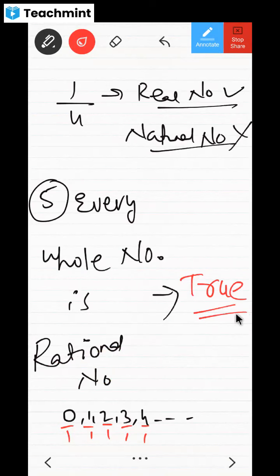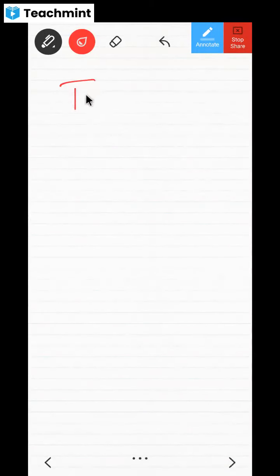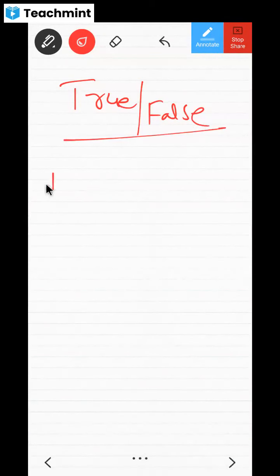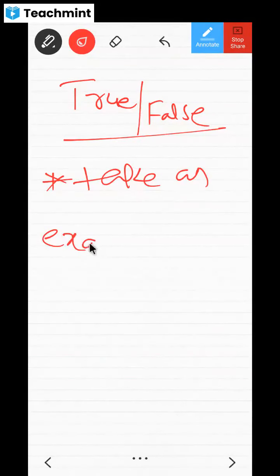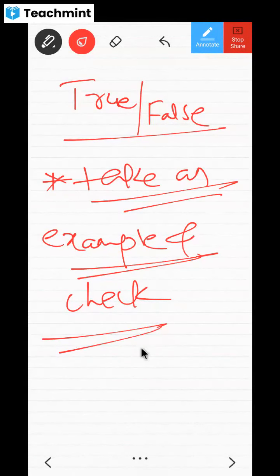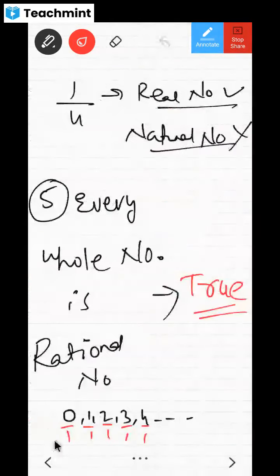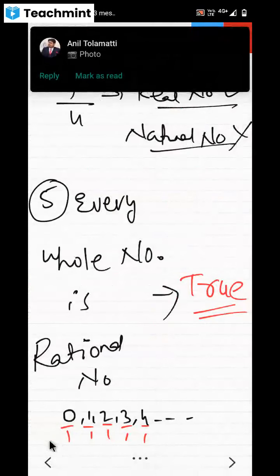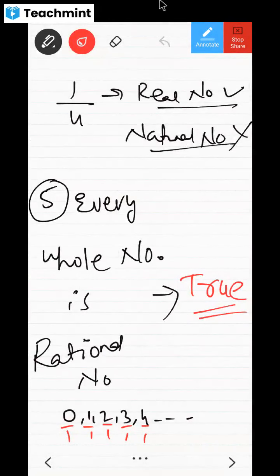Whenever we give you something, try to take an example, okay? If somebody asks you true or false, you take an example and check. You have to take one example and then check. Clear, dear children? Yes, sir. Okay, fine then.